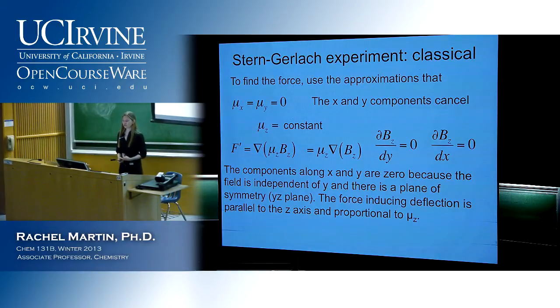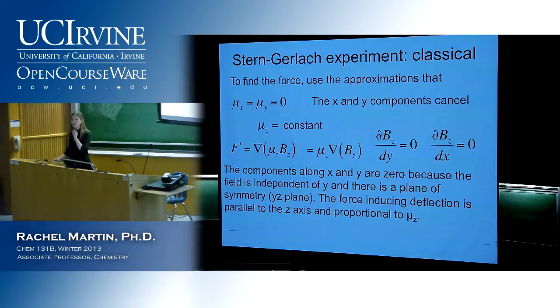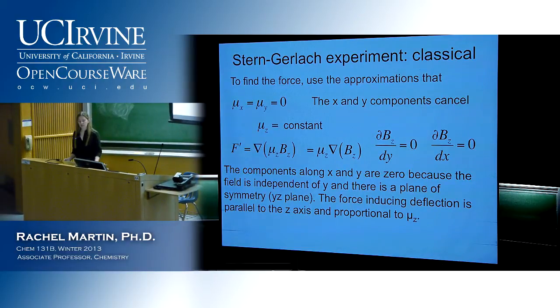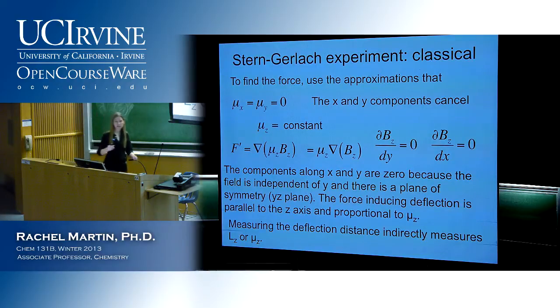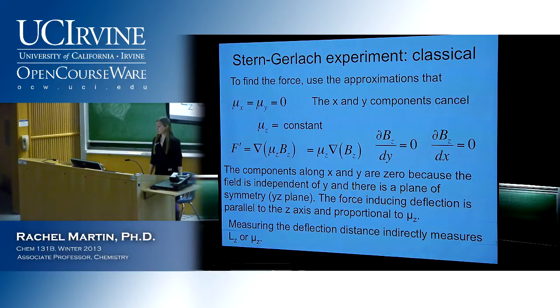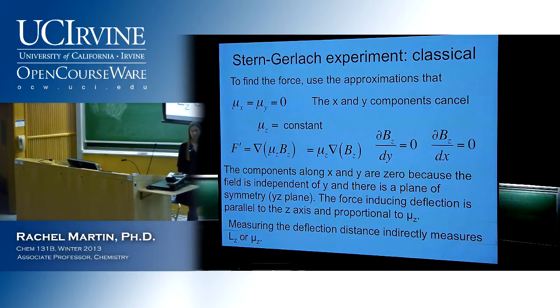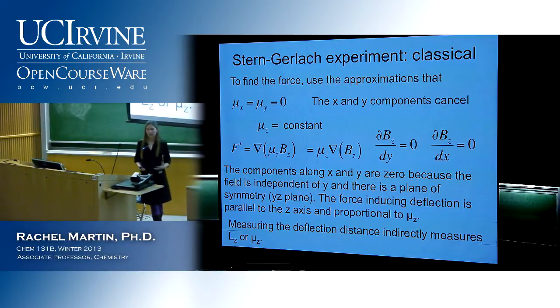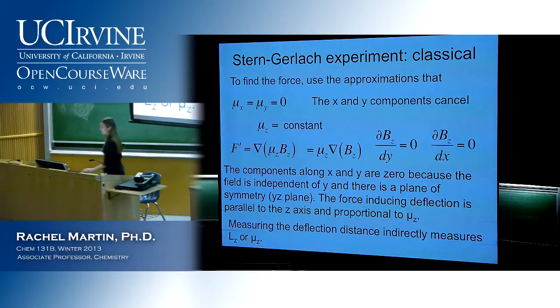And so the force that's causing our deflection of the little electromagnets is parallel to the z-axis, and it's proportional to the magnetic moment in the z direction, which makes sense. And so if we measure that deflection distance, that's where these spots are relative to straight through, that's indirectly measuring our angular momentum along z, or the z magnetic moment.